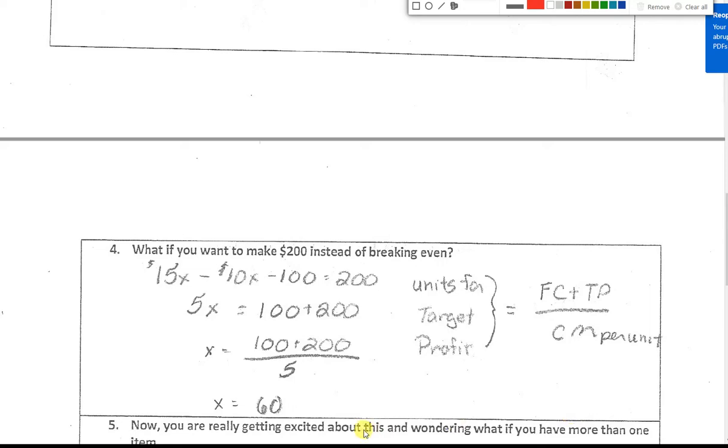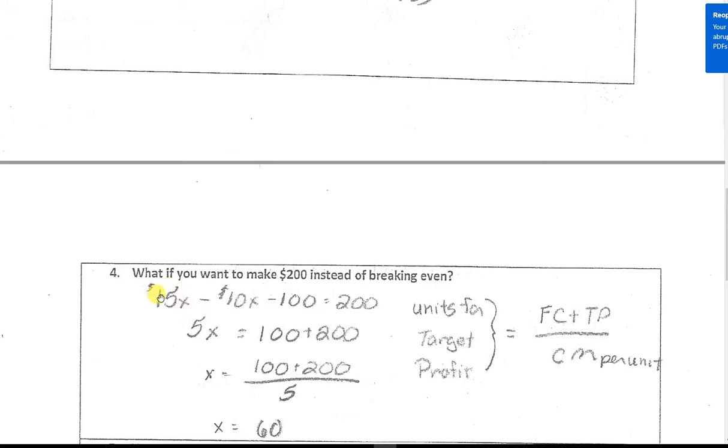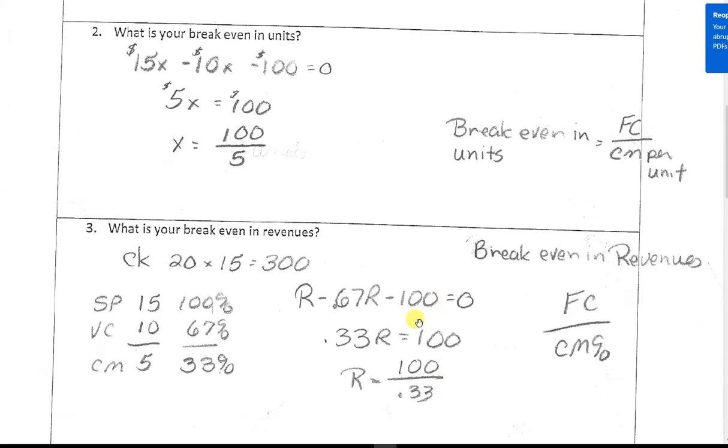So you can test it out. You can do 60 times 15 and write the answer over there. And then you can do 300 divided by 0.33 and see how close you get to whatever 15 times x was. Okay? I also want to show you this right here.